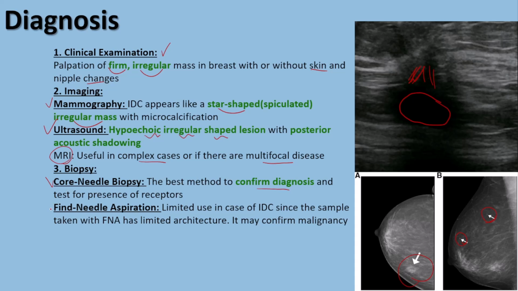Fine needle aspiration has a very limited role in case of invasive ductal carcinoma because of the fact that the sample that fine needle aspiration is taking is not enough to detect the architecture of the tumor, but it can confirm the malignancy in case of invasive ductal carcinoma.